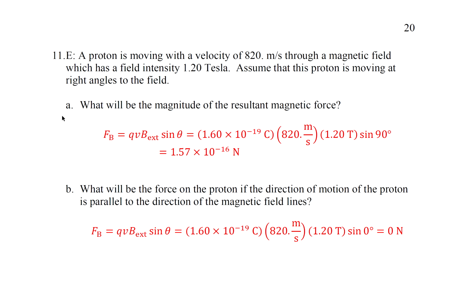Part B. What will be the force on the proton if the direction of motion of the proton is parallel to the direction of the magnetic field lines? Sine of 0 is 0.